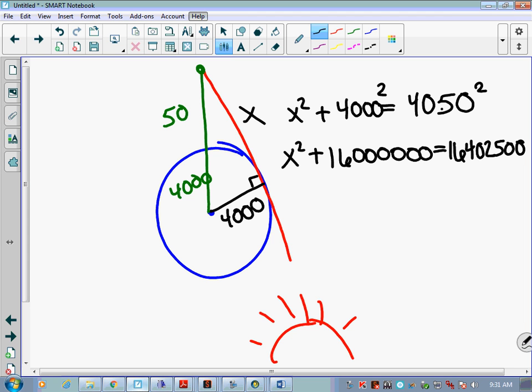I want to subtract the left side 16 million. I should get x squared equals 402,500, and then I'm going to want to square root that. Your answer there should be 634 miles.